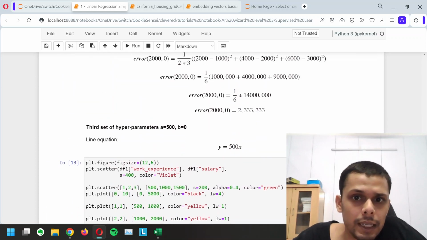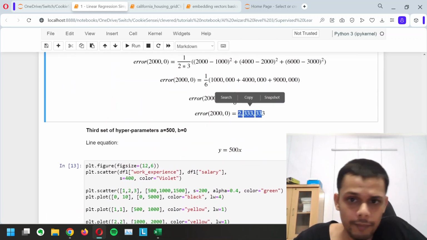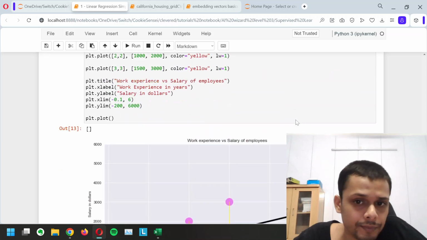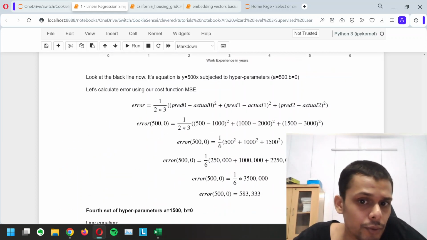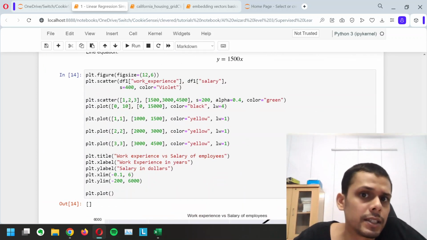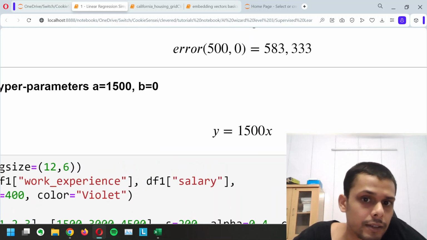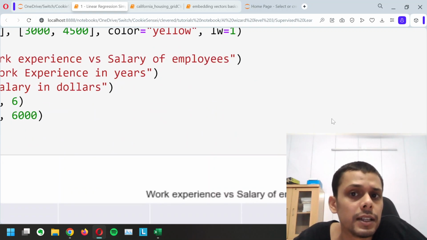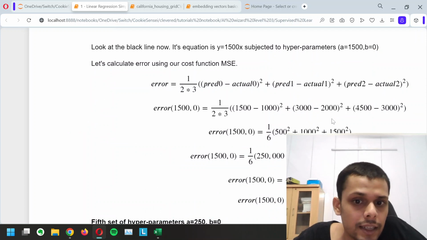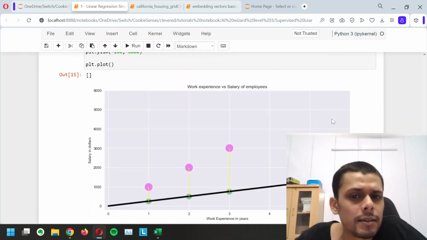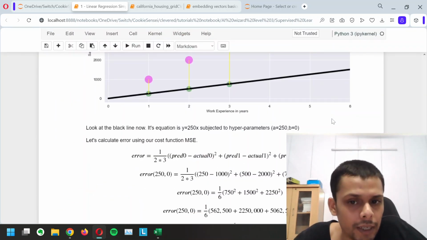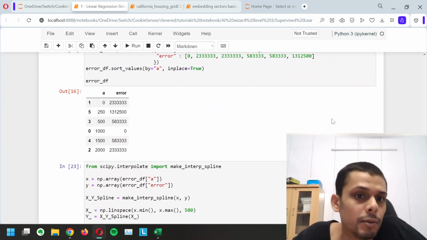Initially, it was 2.3 million. Now the error has been reduced to 500,000. Now another line which we are using at this stage is y equals 1500x, and the error will change again, and then so on. This process keeps on repeating till we achieve the minimum error.